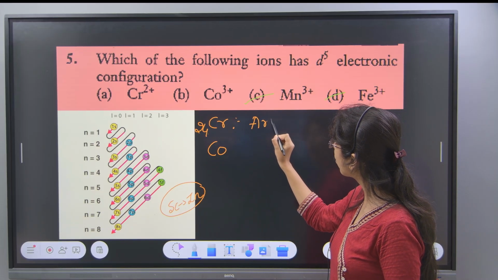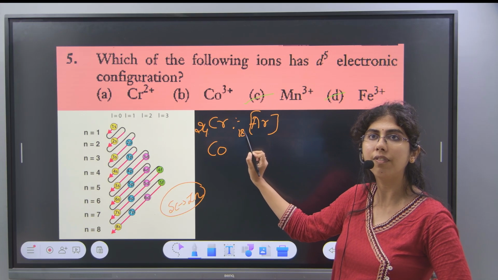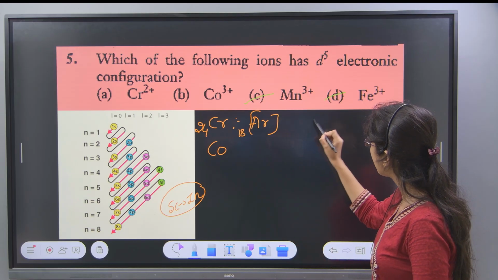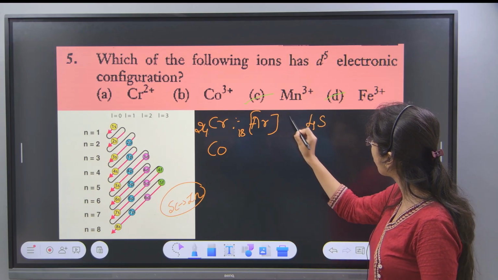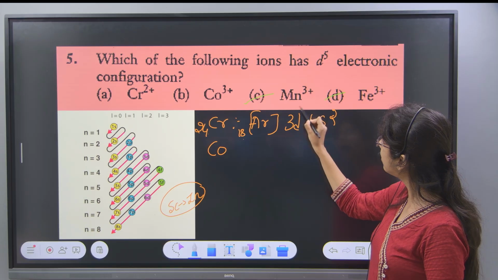How do we write the electronic configuration? Argon 18, that means 18 electron filling is completed. Next, we shall start with 4s2. 18 plus 2, 20, and 3d4.